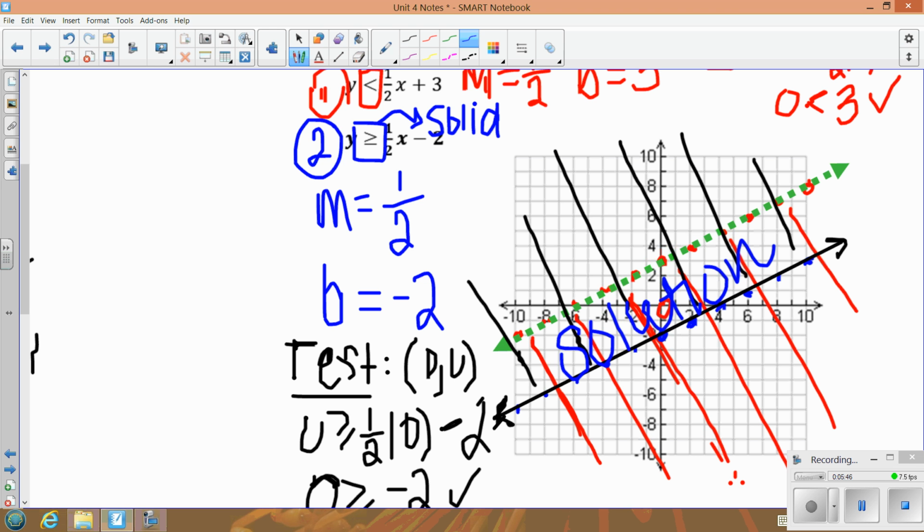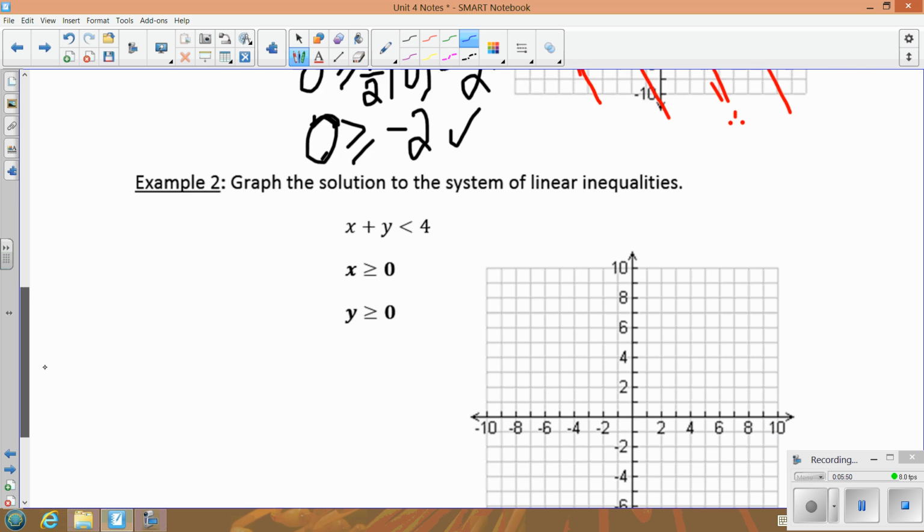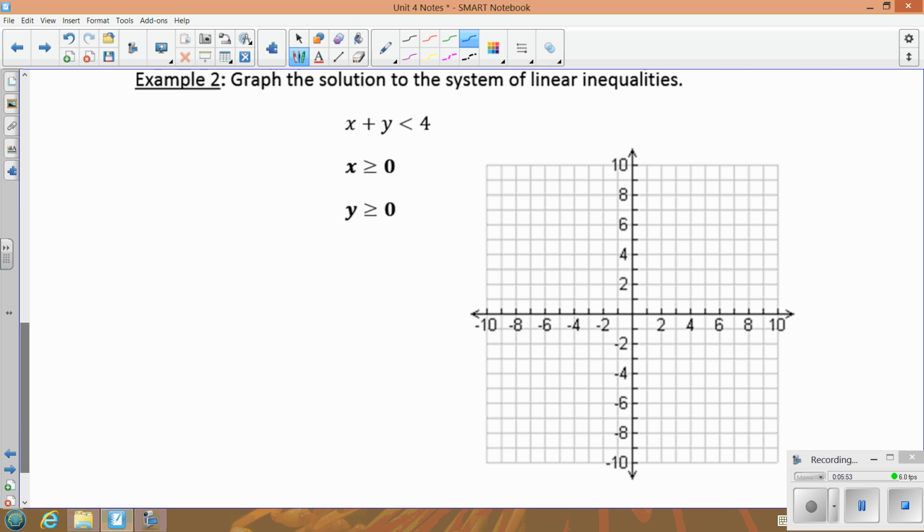I'm just going to not bother with the labels. So let's look at another example here. Graph the solution to the system of linear inequalities. So take each individual inequality and graph them first.